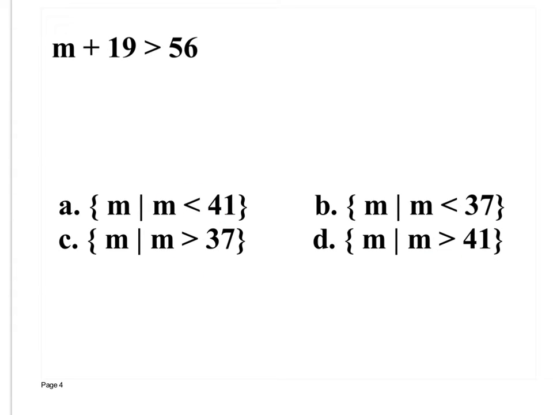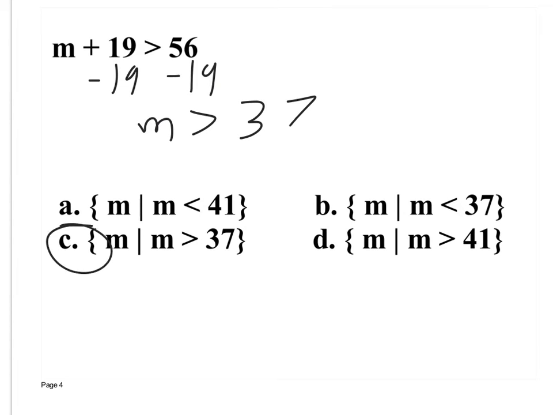So what I want to do is actually solve it. I subtract 19 from both sides. I find that m is greater than what? 37. So then I find my answer. That would be choice C.